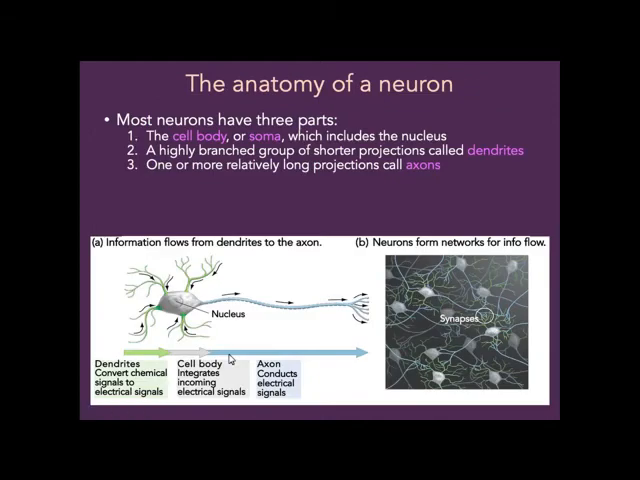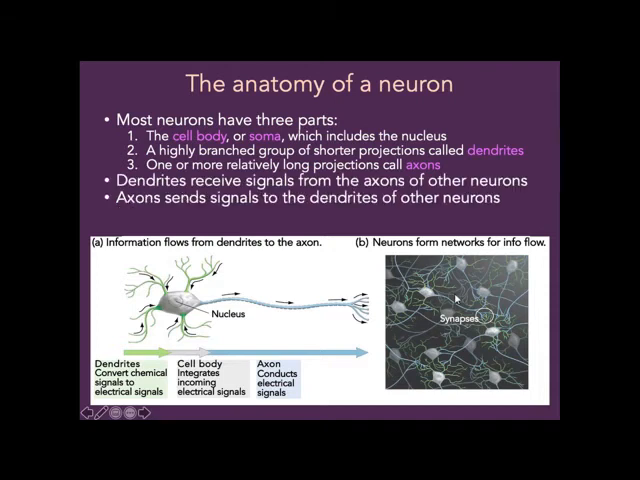A neuron usually has three parts. The cell body, or the soma, is the big fat part over here, and that includes the nucleus of the cell. There's a highly branched group of little projections called dendrites that come out from the cell body here. And then there's one or more relatively long projections called an axon. The dendrites, these little fluffy things, convert chemical signals to electrical signals. The cell body integrates the incoming electrical signal and then sends it along the axon to the next cell. So the neurons will form networks for information to flow from one place to another.